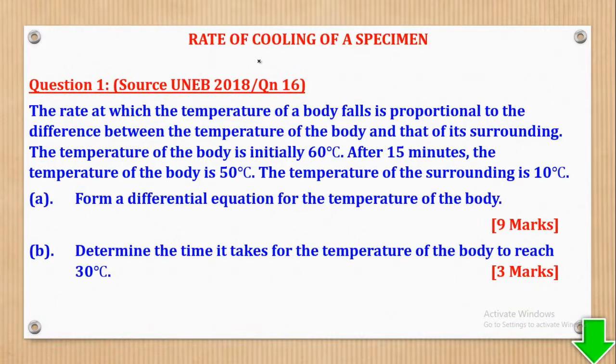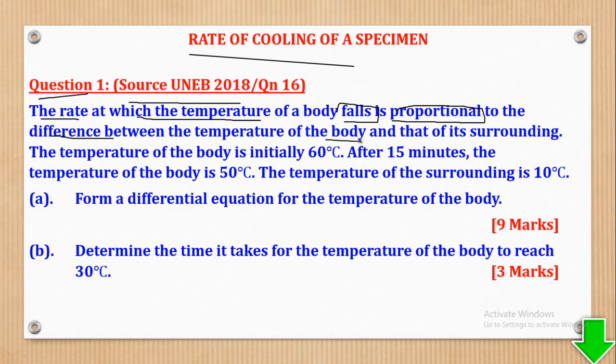So what we shall begin with is rate of cooling of a specimen. Like I told you, all the methods which are needed are the same methods, so there's nothing to write. We'll just go straight to the question. Question 1 came from UNEB 2018, paper 1, question 16, and says: the rate at which the temperature of a body falls is proportional to the difference between the temperature of the body and that of the surrounding.